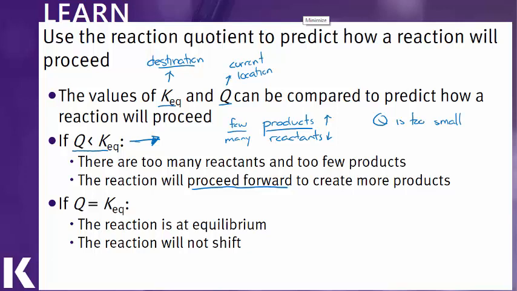Now, if Q is equal to Keq, awesome, we are already there. We are at equilibrium, so we're not going to be shifting in any direction. This is where our forward rate of reaction is equal to our reverse rate of reaction, so we don't see any changes in the concentrations of products or reactants.